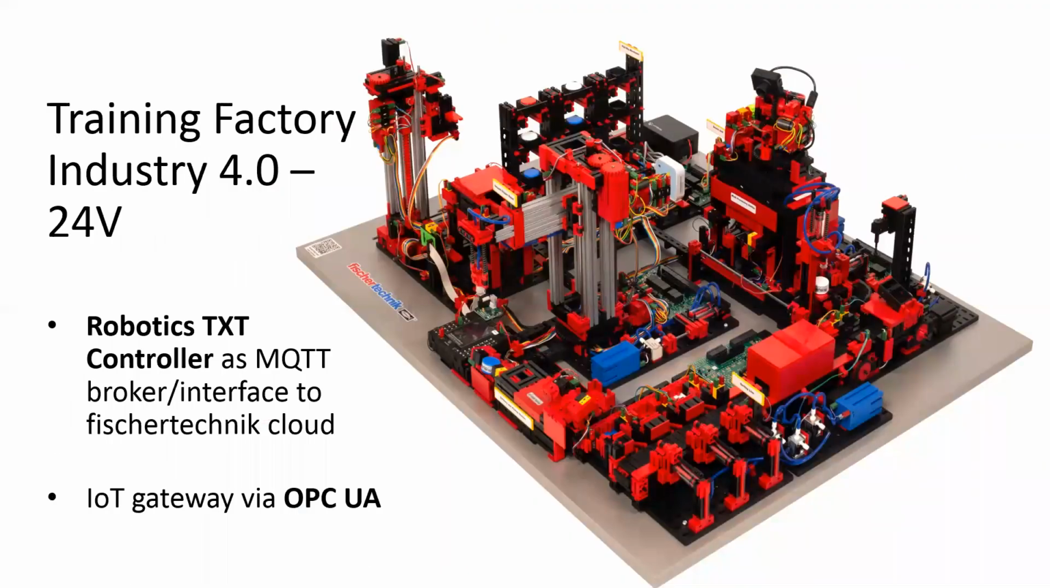First off, the 24-volt version is a bit of a hybrid in that while requiring a PLC for operation and control, it also incorporates one fischertechnik robotics TXT controller. In this case, the TXT controller serves as the MQTT broker and interface to the fischertechnik cloud. Communication between the PLC and the TXT controller is carried out using an IoT gateway via OPC UA. OPC UA, also known as OPC Unified Architecture, is a standard for exchanging data across different platforms.